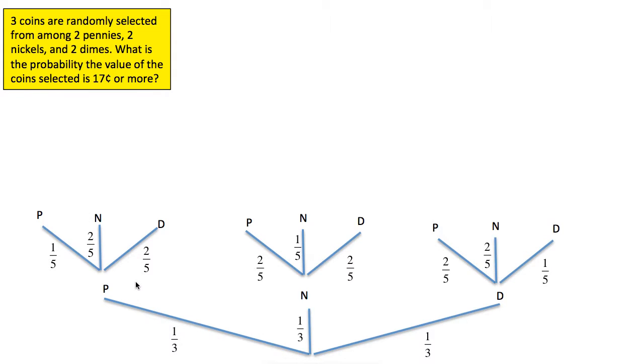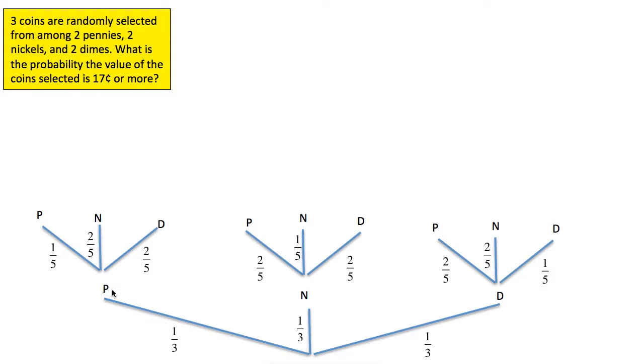When we move on to the second level of the tree, we're talking about the second coin selected, of course. So in this case, we're looking at the first coin having been a penny, and the 3 cases where the second coin then could be either a penny, nickel, or dime. Check out what the probabilities are at this second level.